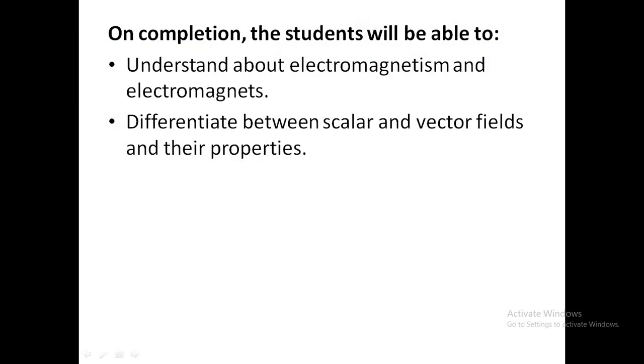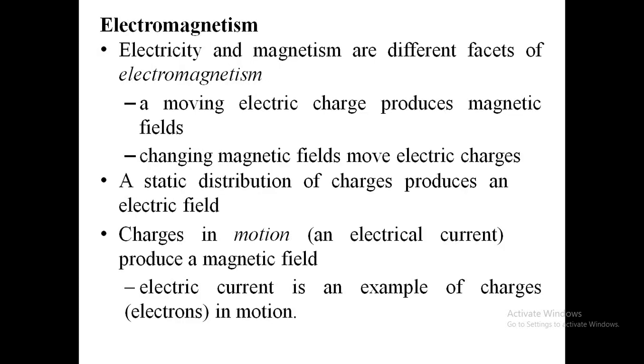On completion, the students will be able to understand electromagnetism and electromagnets, and differentiate between scalar and vector fields and their properties. Electromagnetism: electricity and magnetism are the different facets of electromagnetism. Here you can consider a moving electric charge producing magnetic fields, or changing magnetic fields moving electric charges, and a static distribution of charges producing an electric field. Charges in motion, that is an electric current, produce a magnetic field. And electric current can also be considered as an example of charges, that is electrons, in motion.